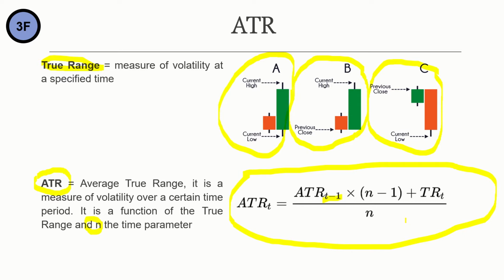This is a kind of exponential moving average, and it is regulated by n. This n represents the time horizon you are going to consider. I will show you an example later, but as an idea, you can think about it in this way: the higher n, the smoother my ATR function will be.